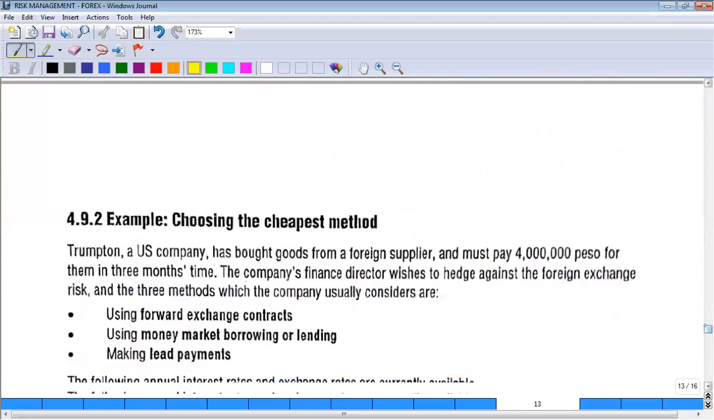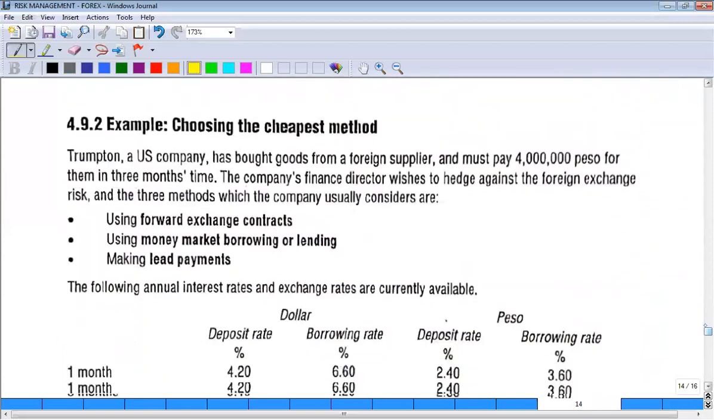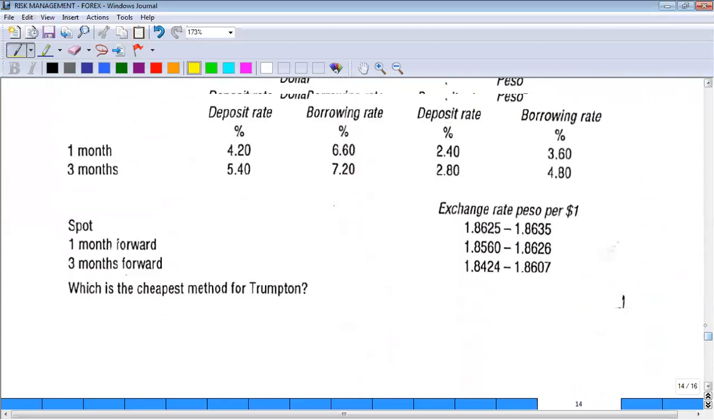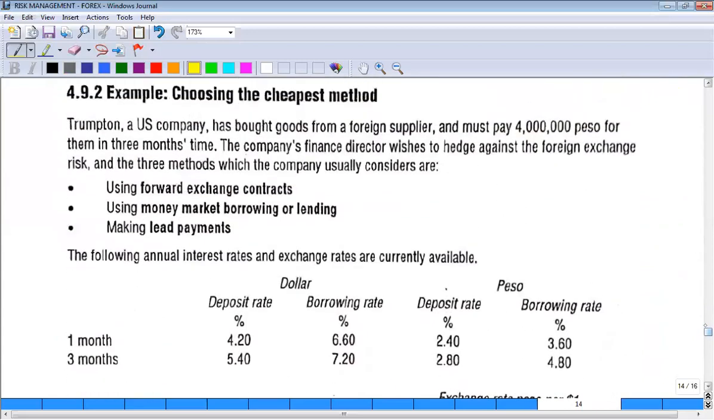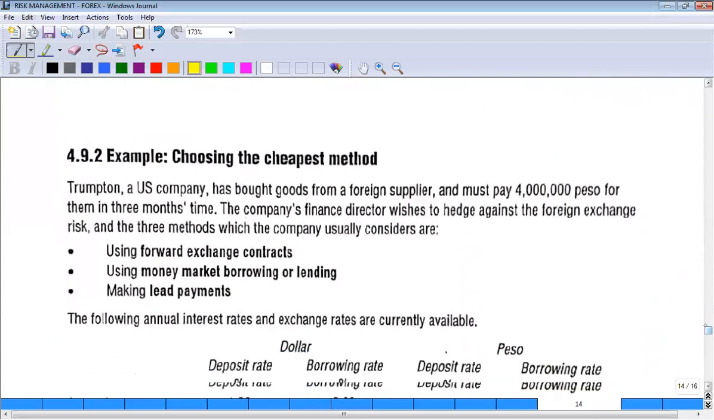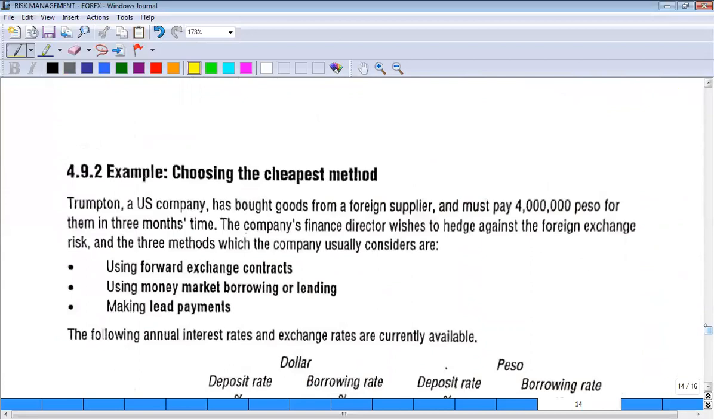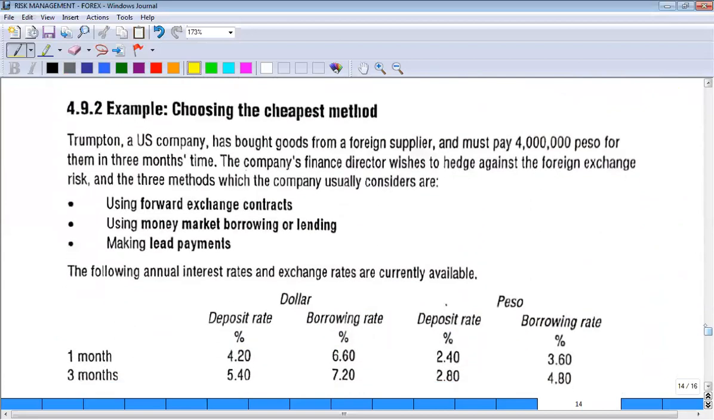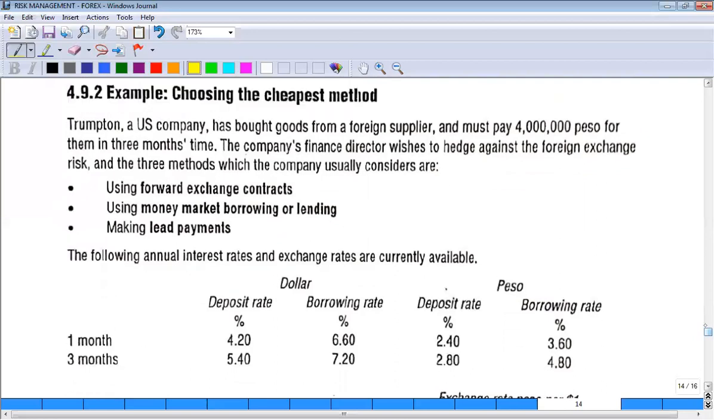Candidates, for better understanding of money market hedging, one more question we need to attempt here. And the example is this. You can read the question once.